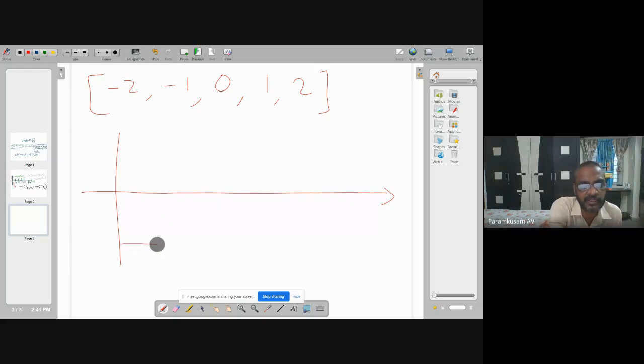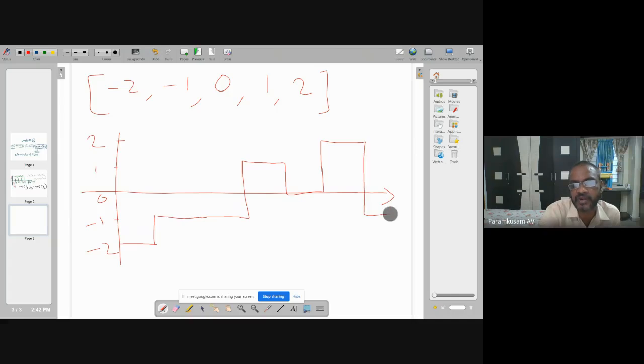So it may be -2, -1, 0, 1, 2, -2, or -1, or 1, or 0, or 2, or -1. So at any instant of time, the signal has either -2 or -1 or 0 or 1 or 2. Only these are the possible values.